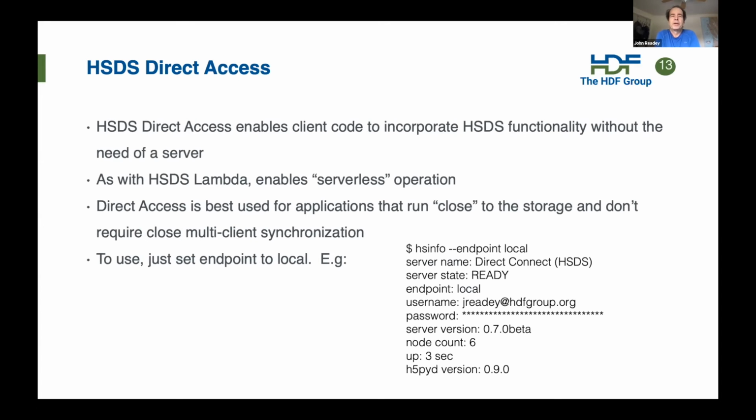So next, let's talk about direct access. Direct access is a similar idea of having serverless, but rather than invoking AWS Lambda, we run these subprocesses on the client machine itself. And so again, here's hsinfo in direct access mode. Similarly, you see that the uptime is 3 seconds, right? So when I ran hsinfo and it saw this local H5 file, the library set up these subprocesses that are equivalent to the data node and service node and made this request and got the response.